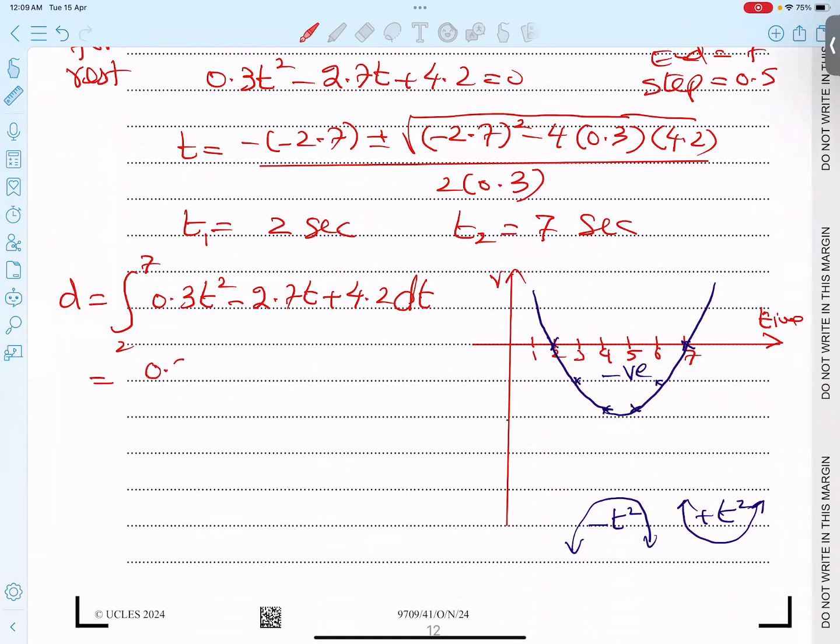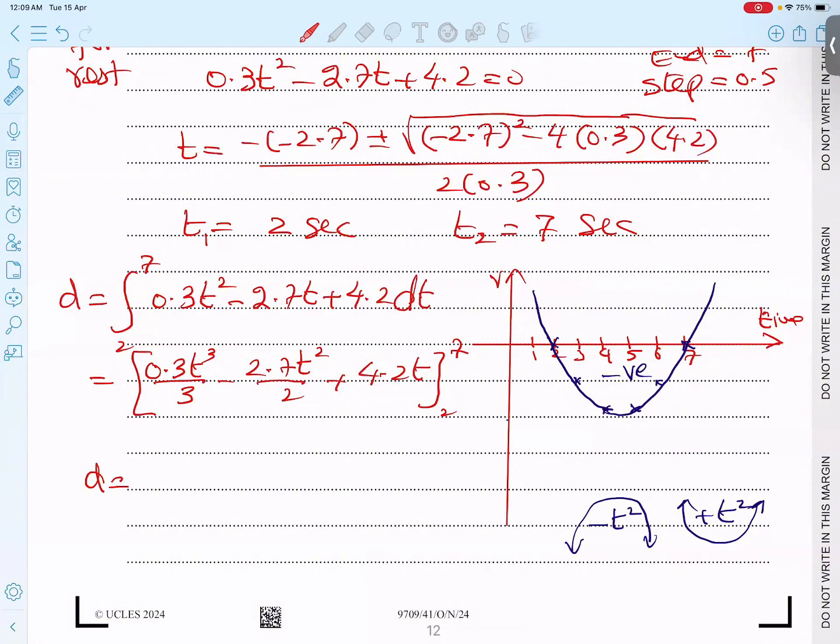Increase the power by 1: I get x cubed over 3. Increase the power by 1 again: x squared over 2, and 4.2 x, with limits 2 to 7. So students, when I plug in the numbers, let's see what happens. I take the upper limit minus the lower limit to get the distance traveled.